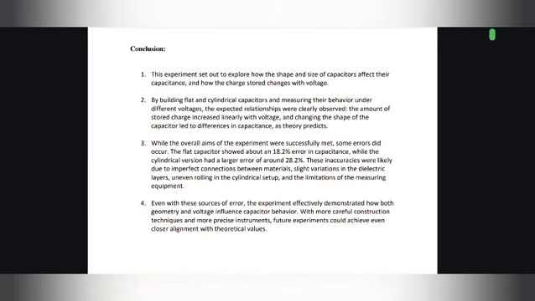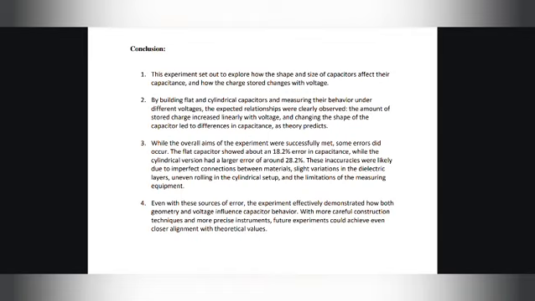Even though the overall aims of the experiment were successfully met, and we have successfully shown the linear relation between charge and voltage, and also how the shape of the capacitor changes the capacitance, we still had some error. First of all, for the flat capacitor, we had an 18.2% error. And for the cylindrical capacitor, we had a larger error, which is 28.2%.